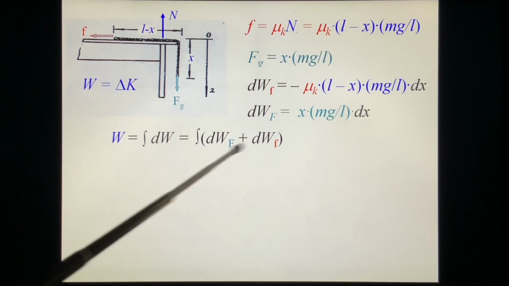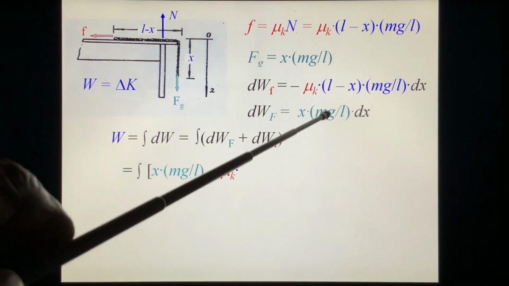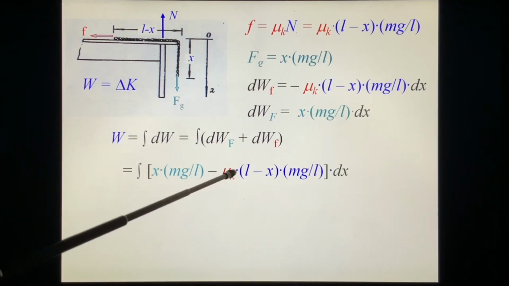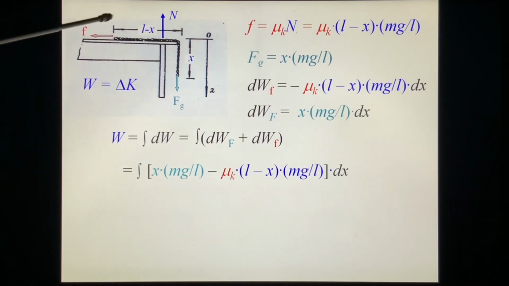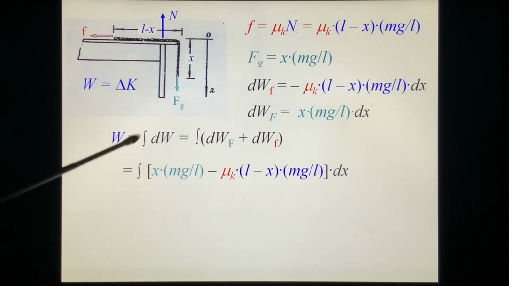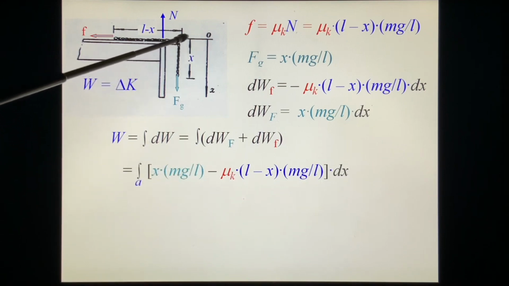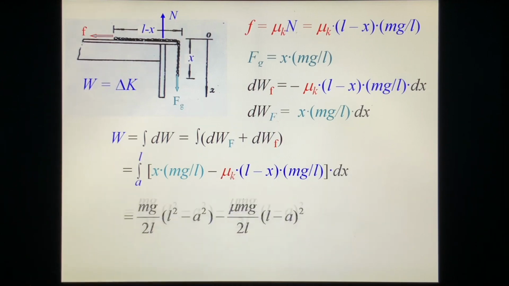Now, we put this inside. dW_G equals x mg over L dx. dW_F equals minus mu k (L minus x) mg over L dx. Why is it minus? Because F goes this way, dx goes this way. They are opposite. Cosine 180 is minus 1. So we do the integration over very small changes. From where to where? The x starts from a. At the end it is L. So in this way, very simple integration, we get the answer.